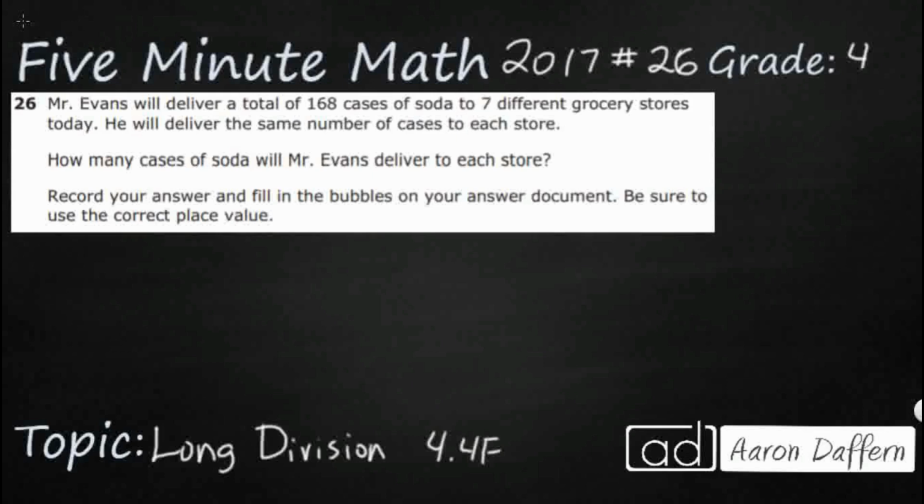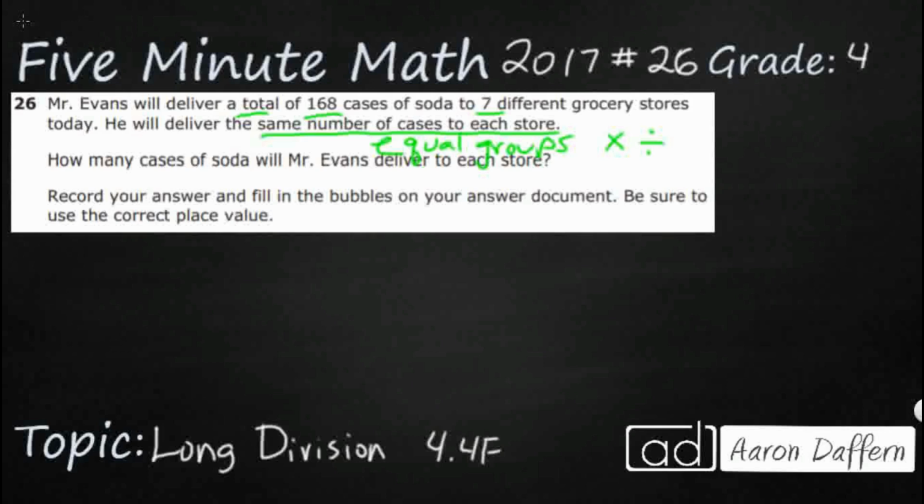So we got Mr. Evans. He's going to deliver a total of 168 cases to 7 different grocery stores. But take a look at this. He's going to deliver the same number of cases to each store. So that is equal groups. We're dealing with equal groups. That gives us a clue. We are dealing with either multiplication or division. Remember, those are inverse operations, so you can look at it both ways. So how many cases of soda will he deliver to each store?